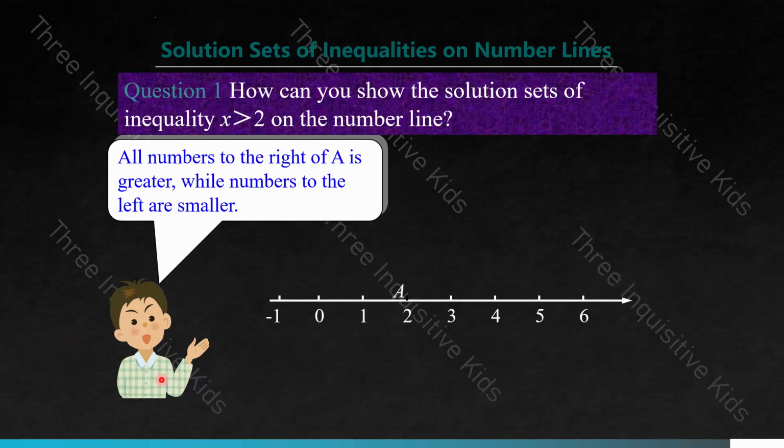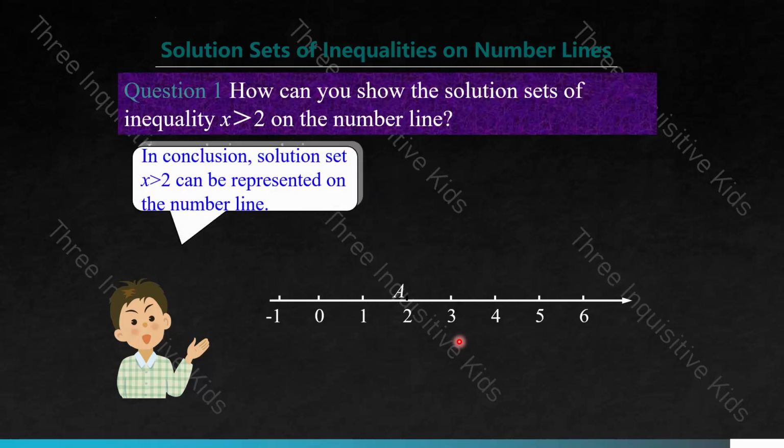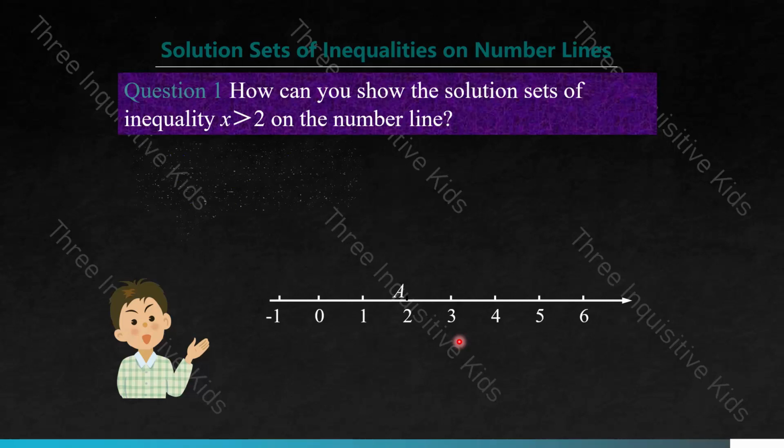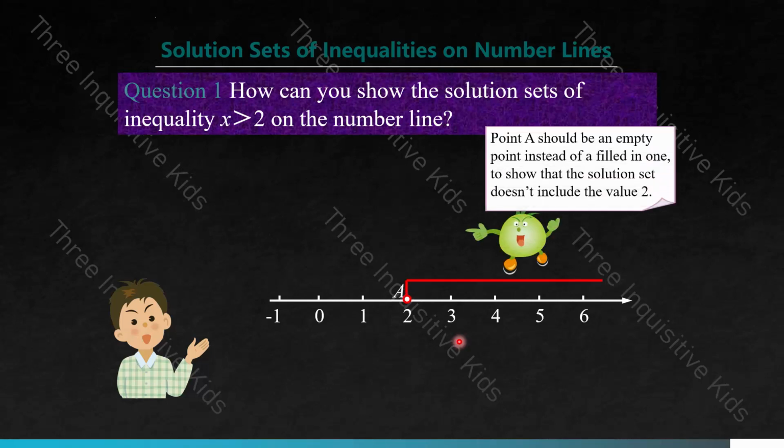Pretty self-explanatory. We can see how once you go right, you get bigger, and when you go to the left, you get smaller. The solution set x is greater than 2 can be represented on the number line, and you can do it like this.